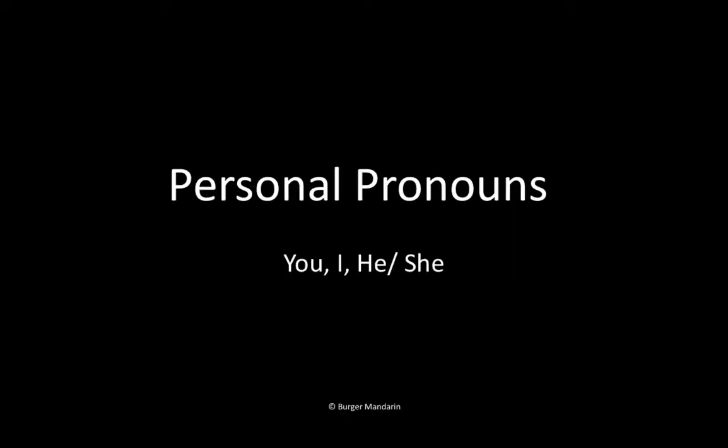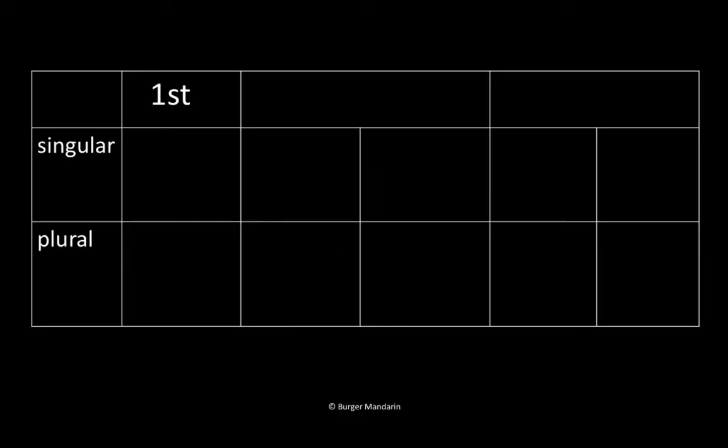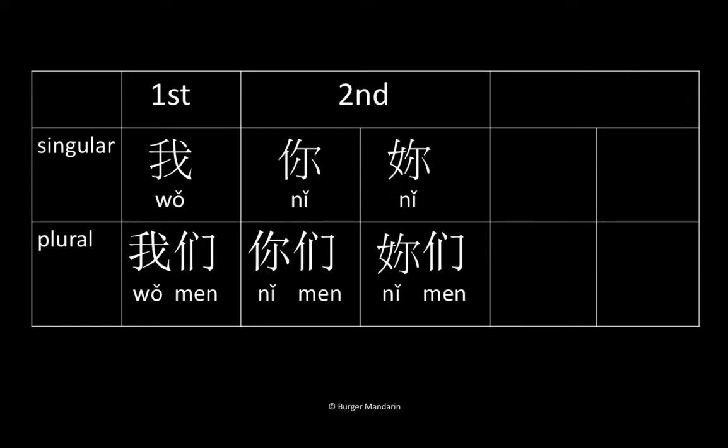First of all, we're going to talk about personal pronouns like you, I, he, and she. The Chinese for I is 我, and the Chinese for we is 我们. The Mandarin Chinese for you in singular form is 你, and the Mandarin Chinese for you in plural form is 你们.